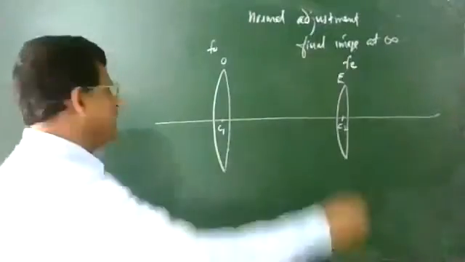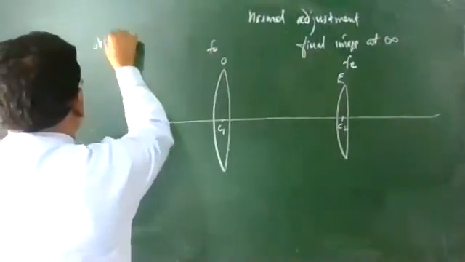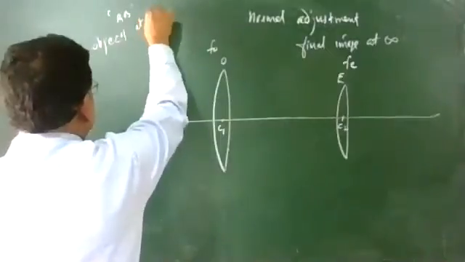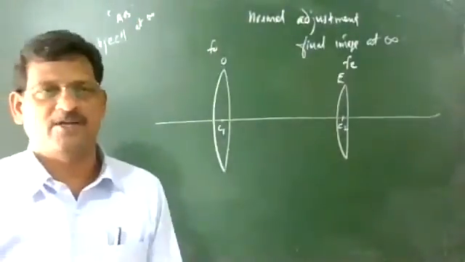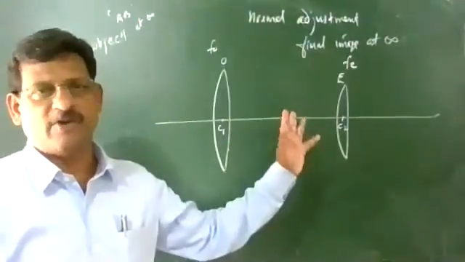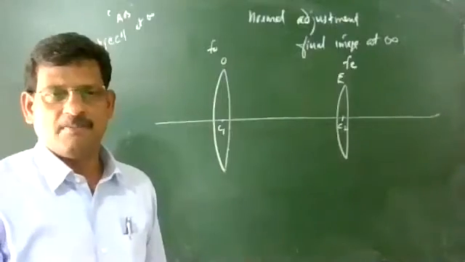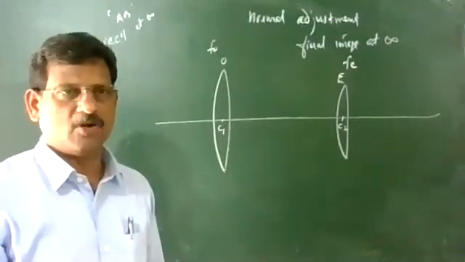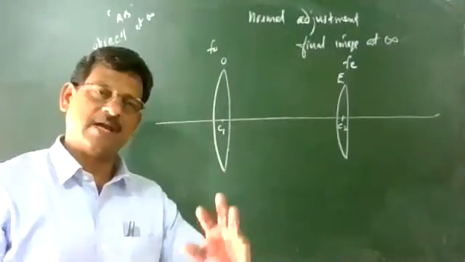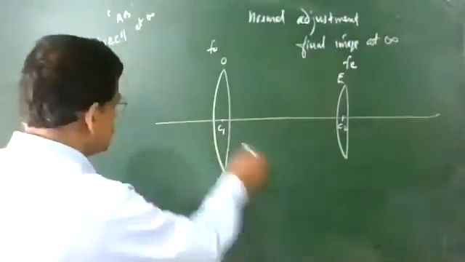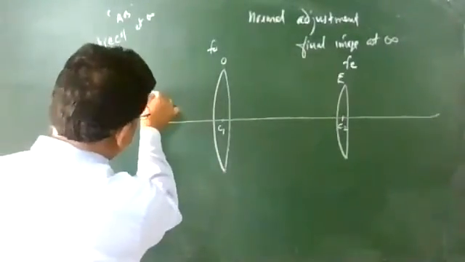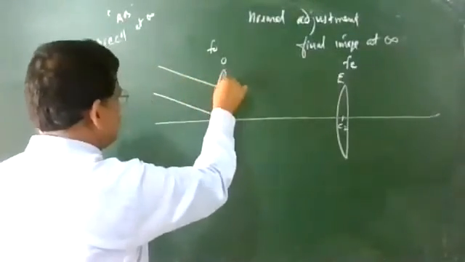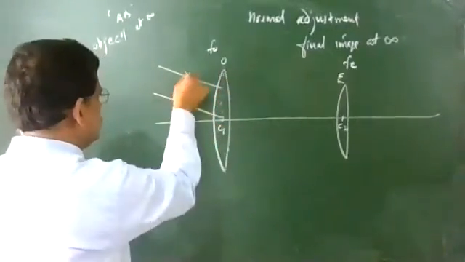The object is at infinity. So rays coming from an object at infinite distance are parallel, but not always parallel to the principal axis. They are parallel to themselves. So rays are parallel to themselves from the object. The object is at infinity. These are the rays coming from the object.